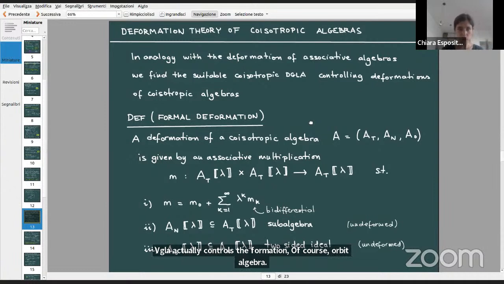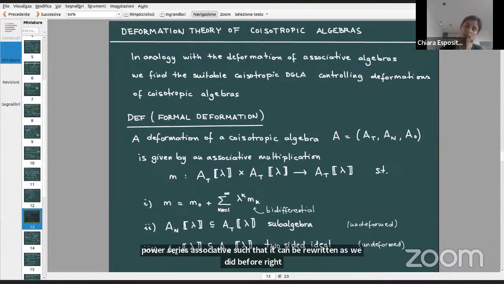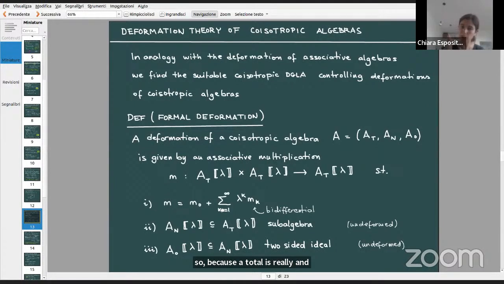So we have our coisotropic algebra, meaning we have this triple of algebras, and a formal deformation of it is given by a multiplication on the total component formal power series, associative, such that it can be rewritten as we did before. Because A total is really an associative algebra, so we look at deformations on it in the usual sense: formal power series of B differential operators. And then we want to somehow preserve the coisotropic structure.